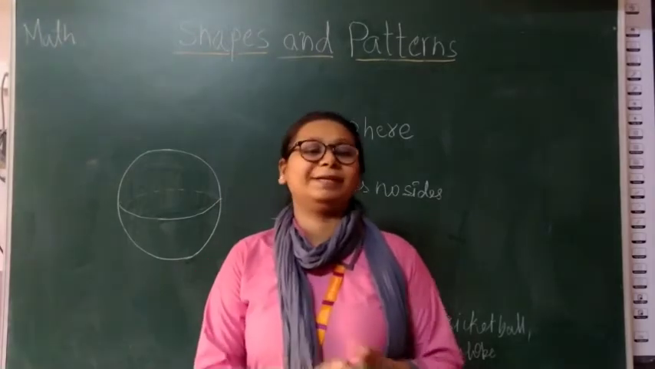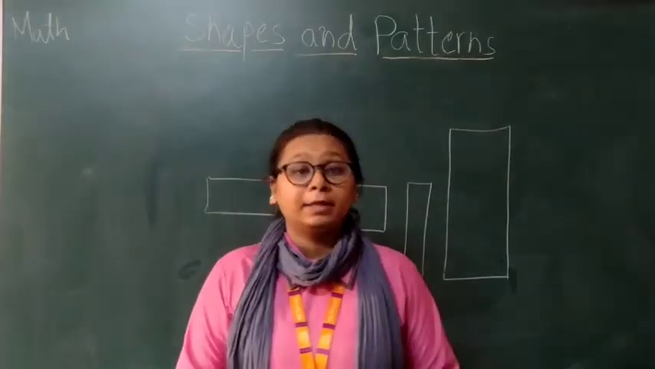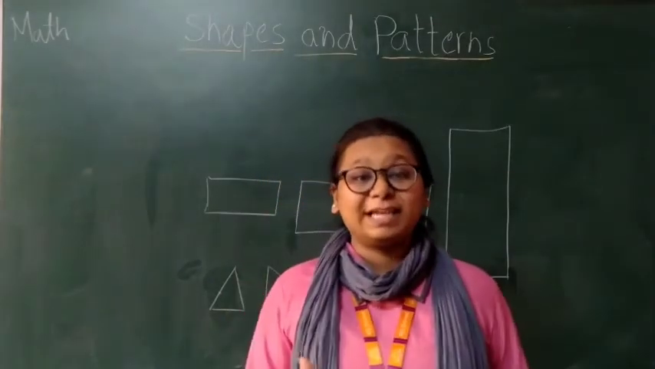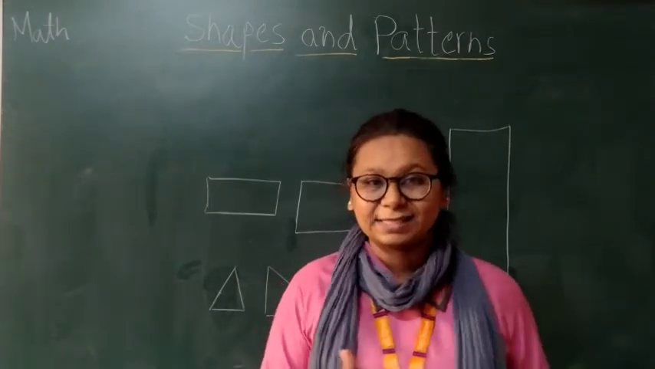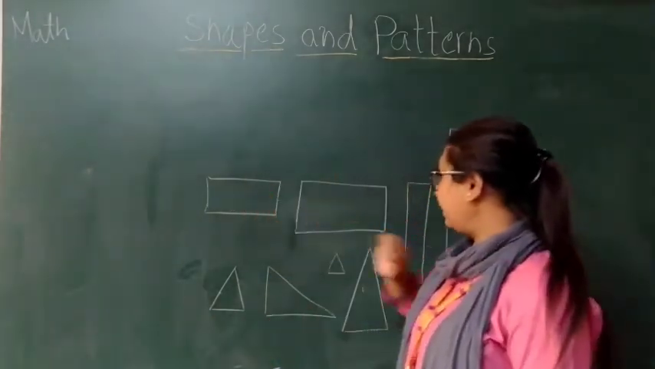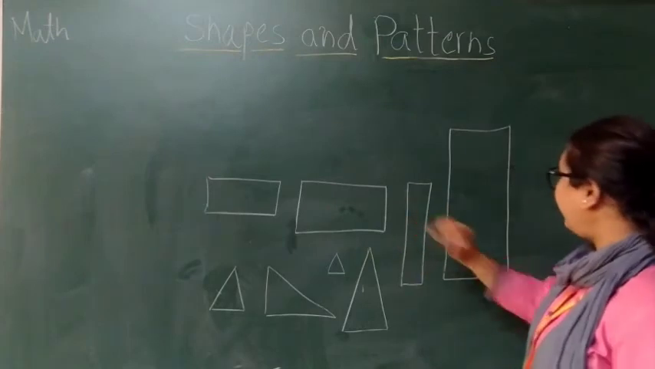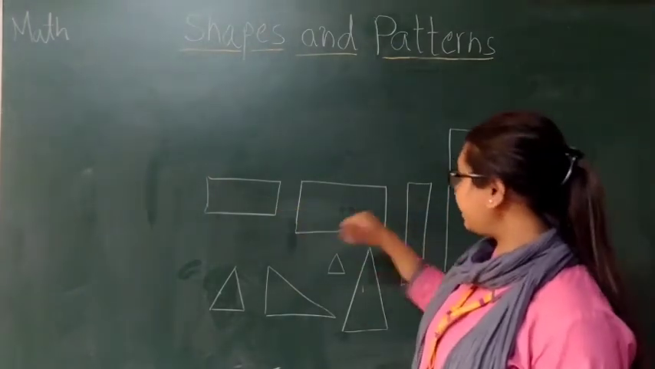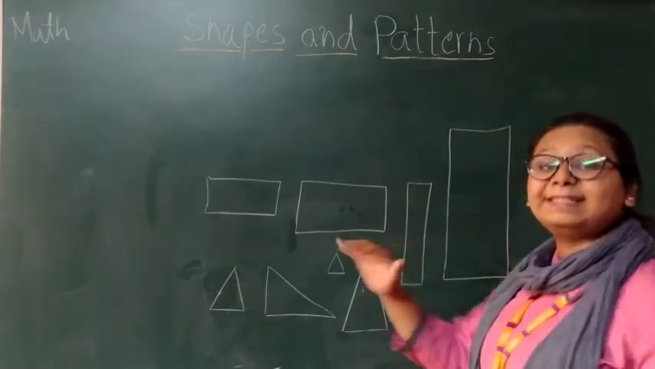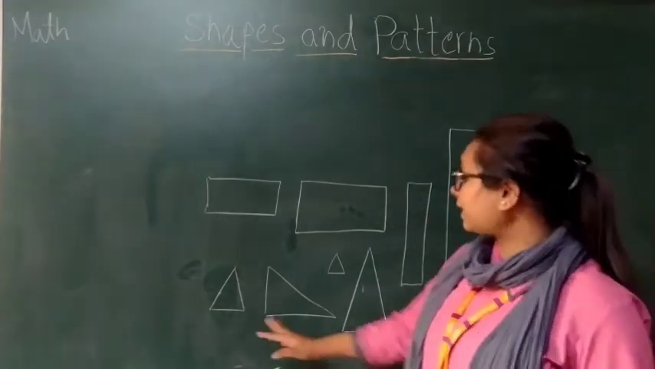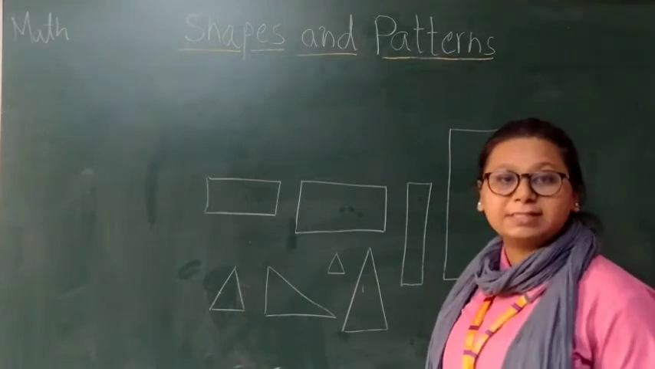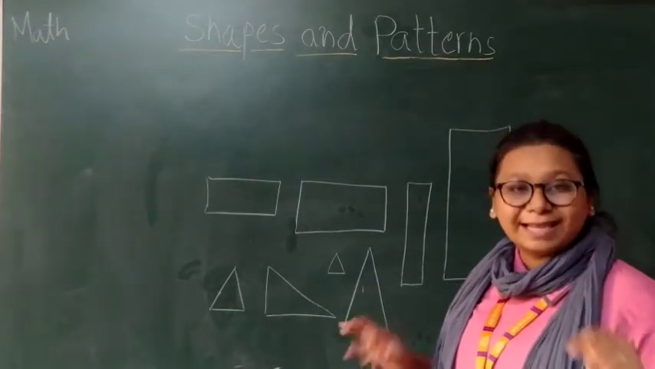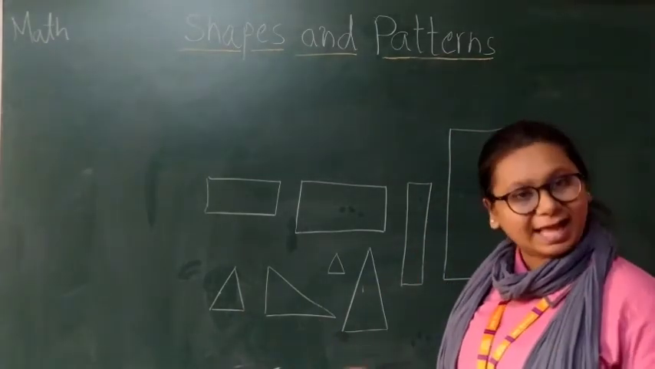Solid shapes are the shapes that occupy space. Now students, all the shapes can be of different sizes, okay? See, like this is a rectangle, even this is a rectangle, even this is a rectangle, and even this is a rectangle. But the sizes of all the 4 rectangles are different. In the same way, all the sides of these 4 triangles are different.